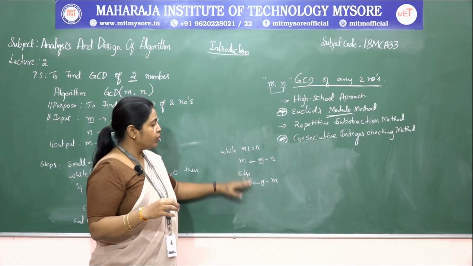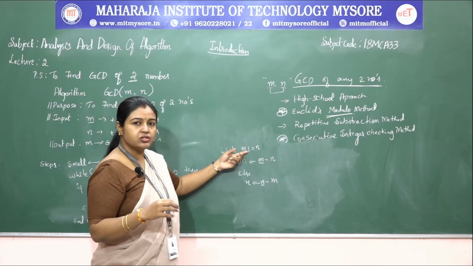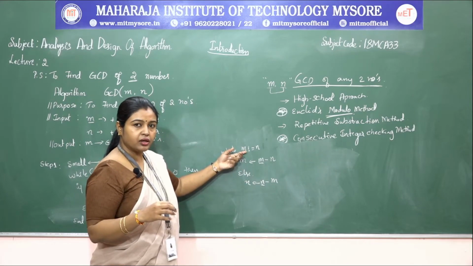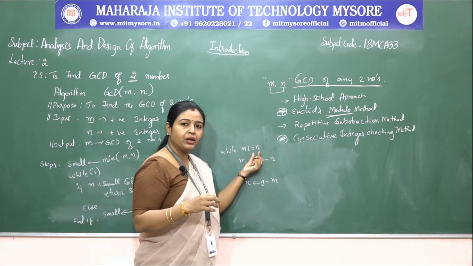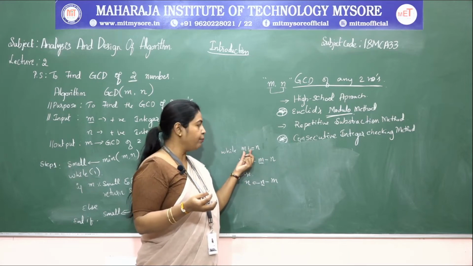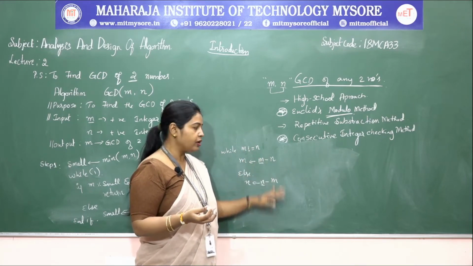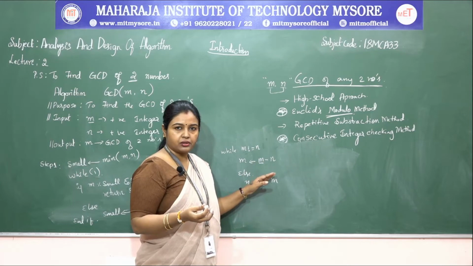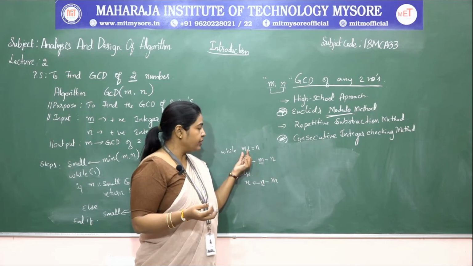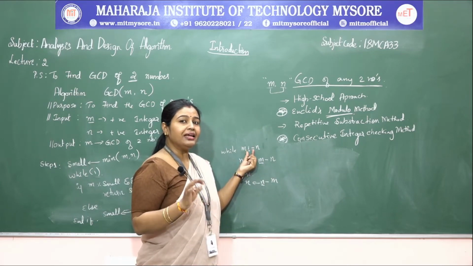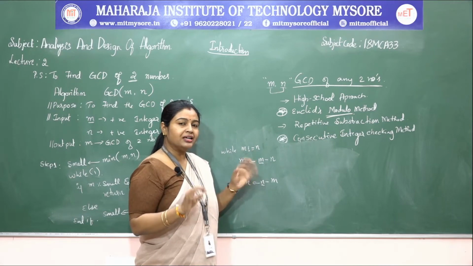So what is the condition we are checking? m should not be equal to n. If m and n are equal, then we are not going to do this operation. So now if m and n are equal, that means what?